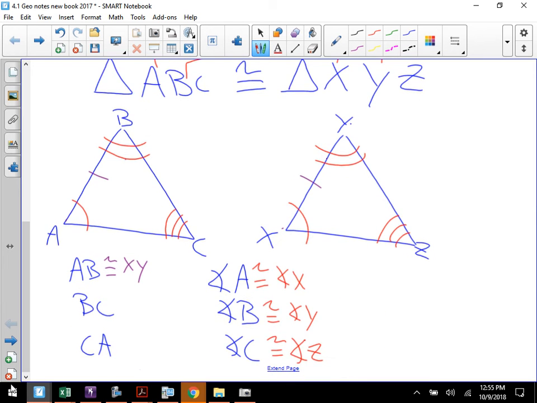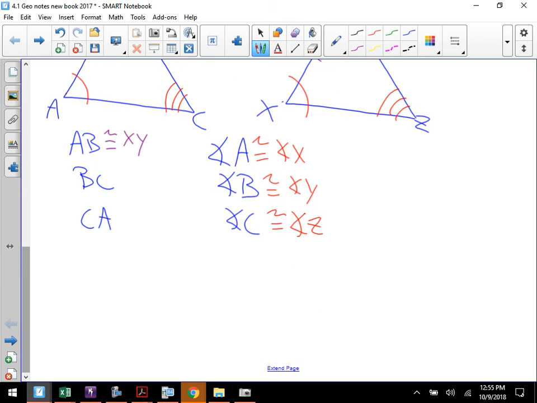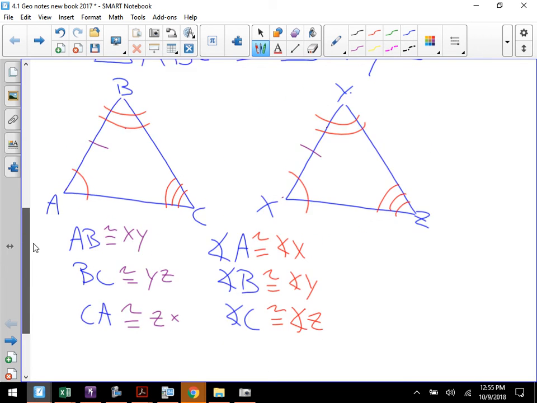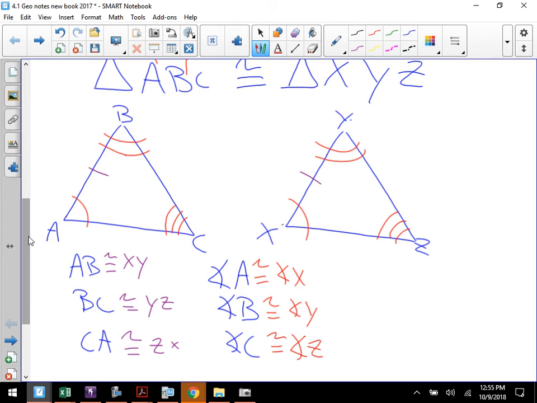All right. Anyway, back to this. BC has to match up with what 2 letters in the other one? YZ. And then the last one was, it would be ZX. Here's the thing.